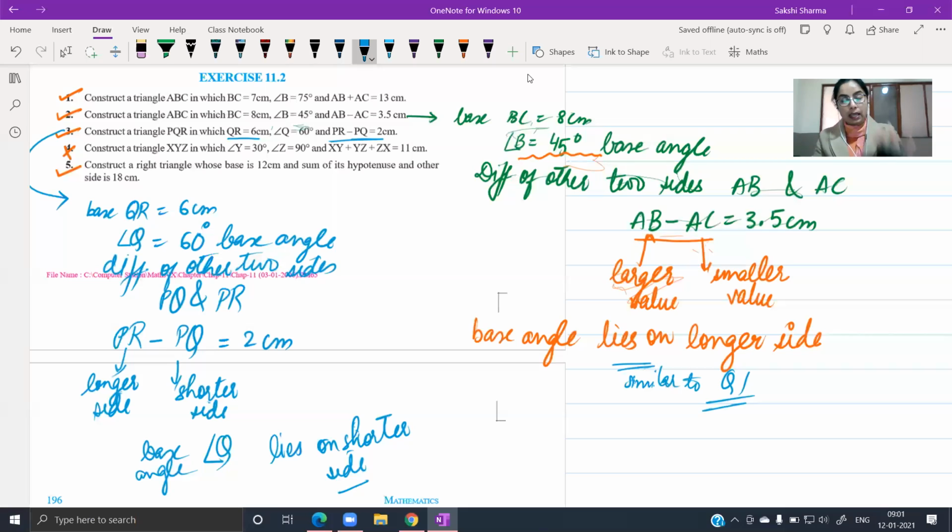Base दिया है, base angle दिया है, बाकी दोनों sides का difference दिया हुआ है. आपने observe करना है कि longer side कौन सी है और shorter side कौन सी है by looking at the difference. उस difference वाले expression में जो पहली side का name होगा वो longer side होगी, जो second place पे name आ रहा है वो shorter side है.